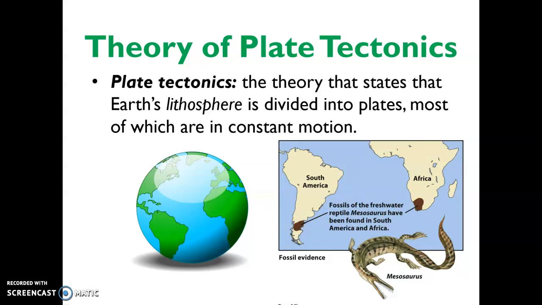Now, it's not just this one location. There's fossil evidence all along these coastal areas that match. So a fossil here might match a fossil here, and a fossil here might match a fossil here. That's one of the lines of evidence. Another line of evidence is rock type. Just like there's a fossil here that matches a fossil here, there's a rock type here that matches a rock type here, one here that matches this one, and one here that matches this one.